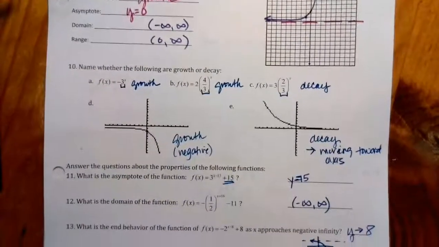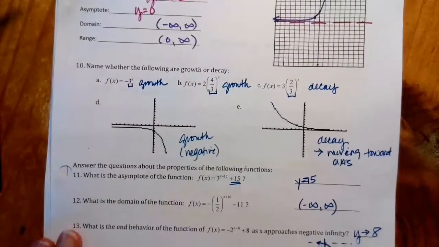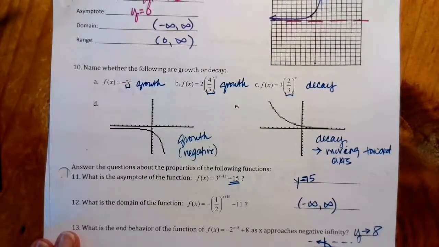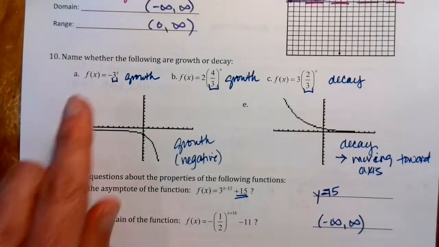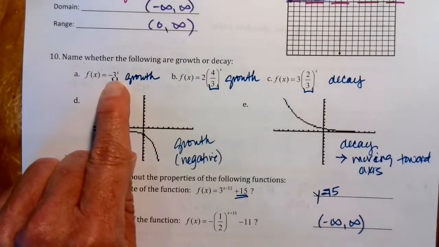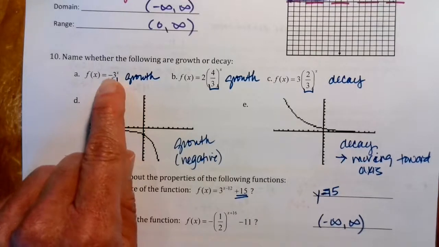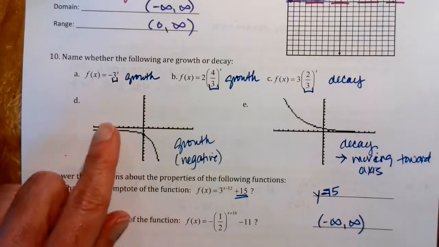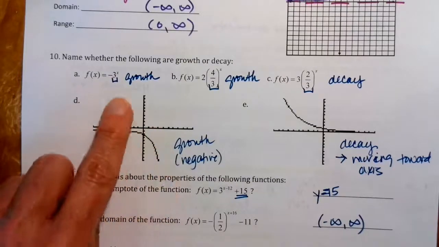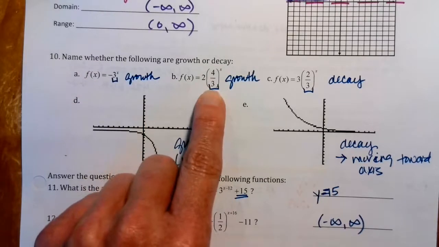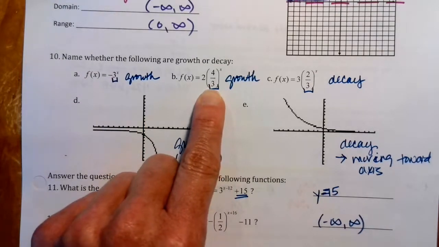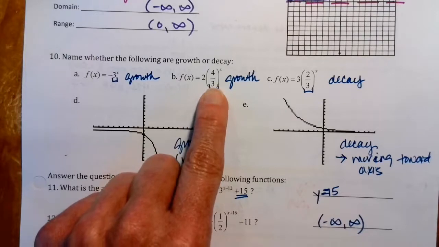All right, so for number 10, we have some quickies about whether or not it's growth or decay. What you're looking at in each of these is going to be your base and where the graph is going. So for letter A, I see that this base is greater than 1, so it's growth. Now this is negative, which means it's going to look something like this, but it doesn't matter, it's still growth. It's going away from the axis. This is my base, even though it's a fraction greater than 1, so that's also growth.